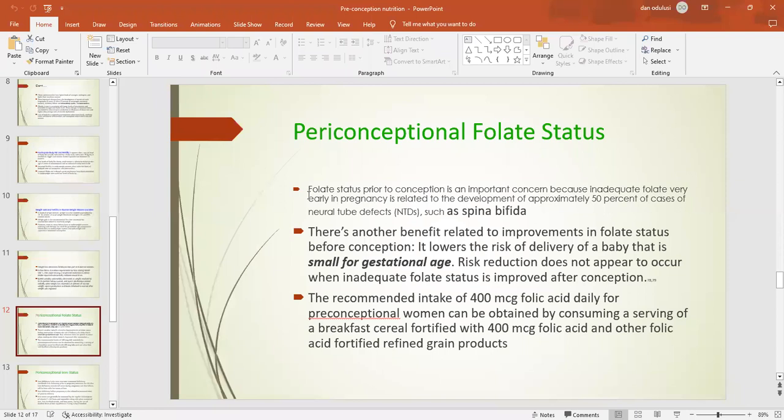pre-prepared formula. So folate status prior to conception is an important concern because inadequate folate very early in pregnancy is related to the development of approximately 50% of cases of neural tube defects, such as spina bifida.